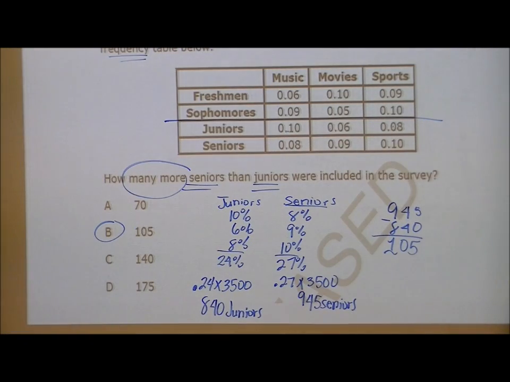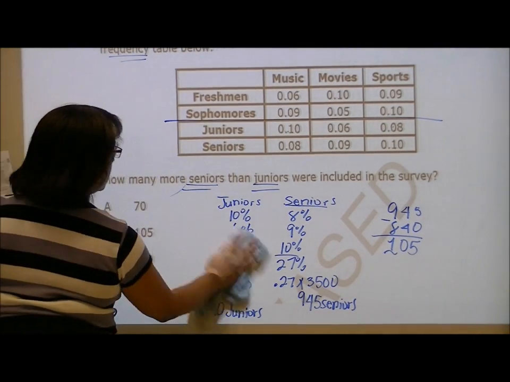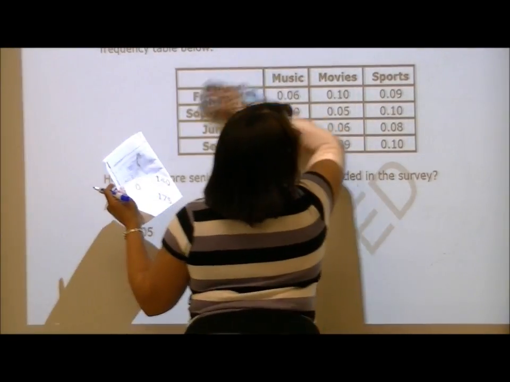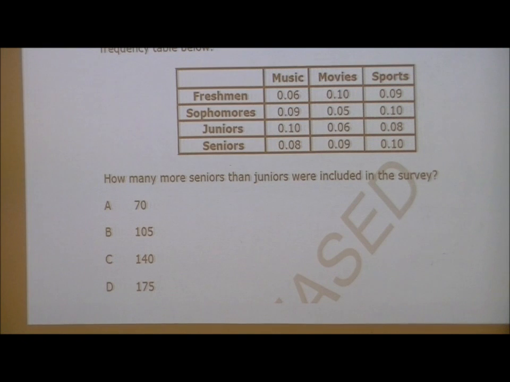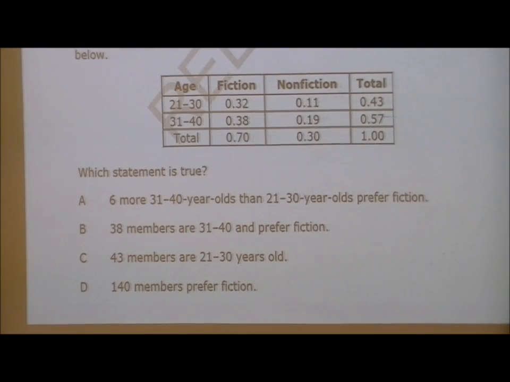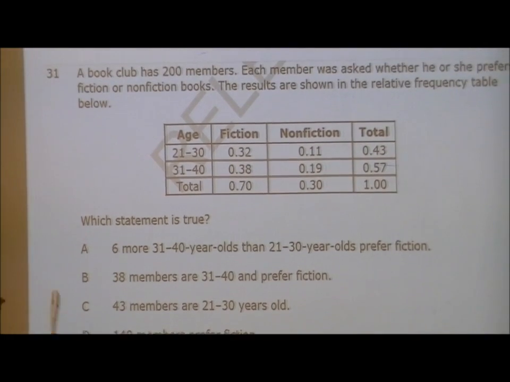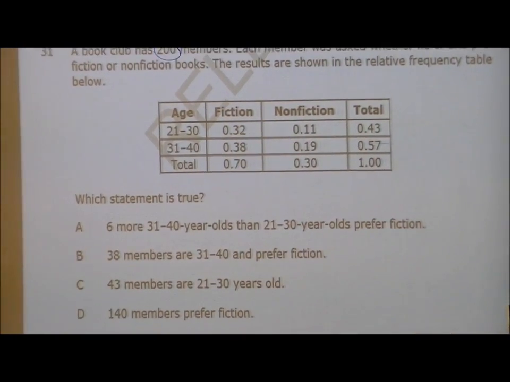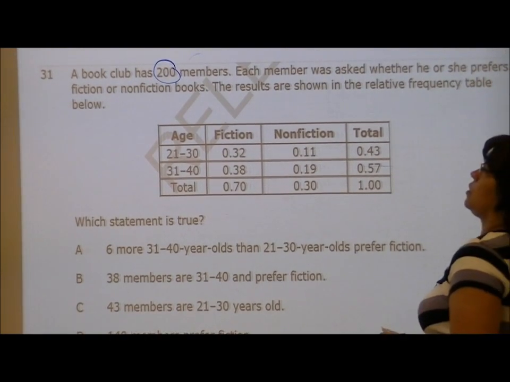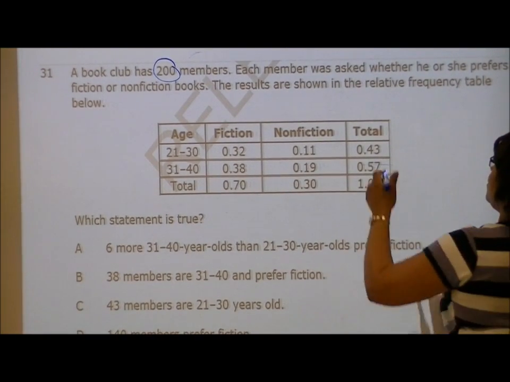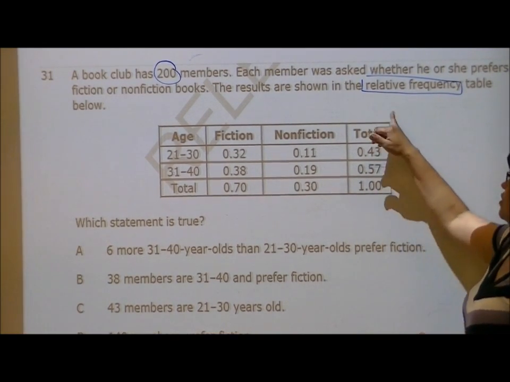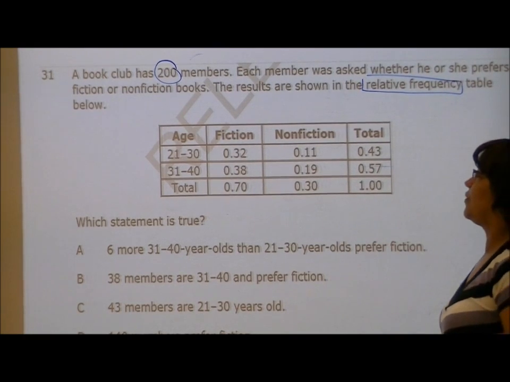Let's move on to number 31. Okay, for number 31, we have a book club. A book club has 200 members, so that's good. We know how many members we have. Each member was asked whether he or she prefers fiction or nonfiction books. The results are shown in the relative frequency table below.